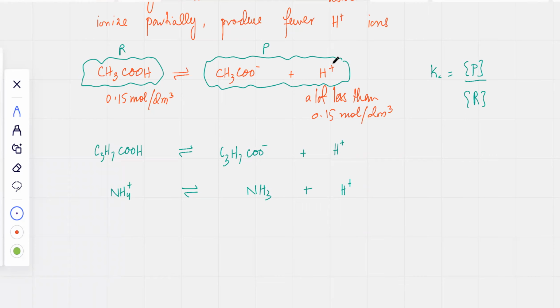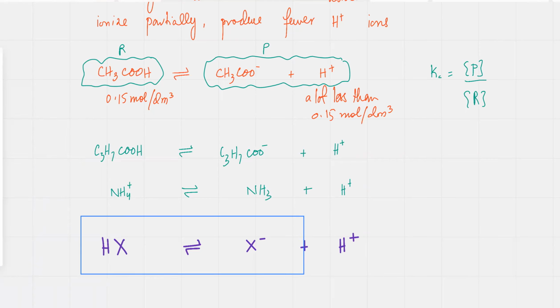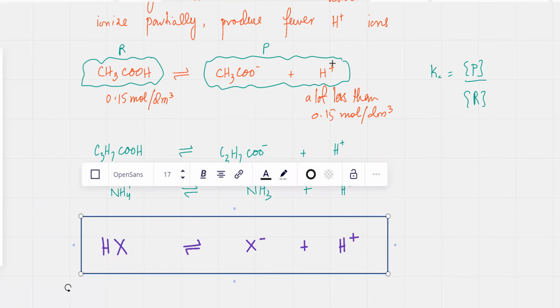it would be HX, and that acid would ionize and it would produce X- ions and it would produce H+ ions. That's going to be our general equation for the dissociation of an acid.